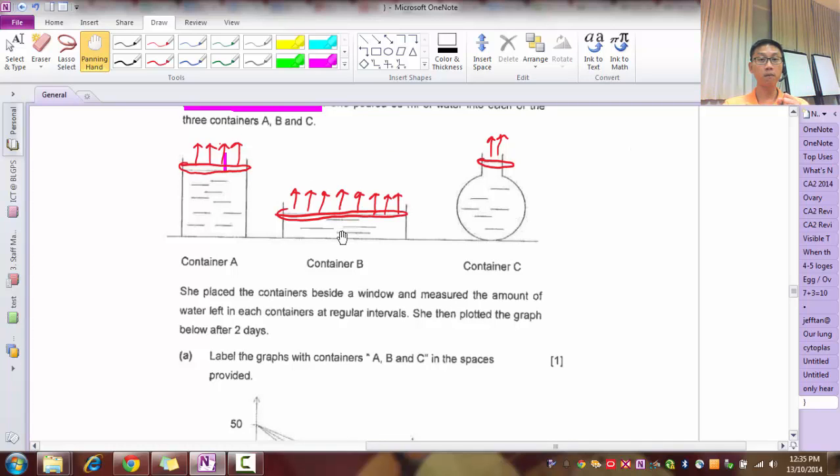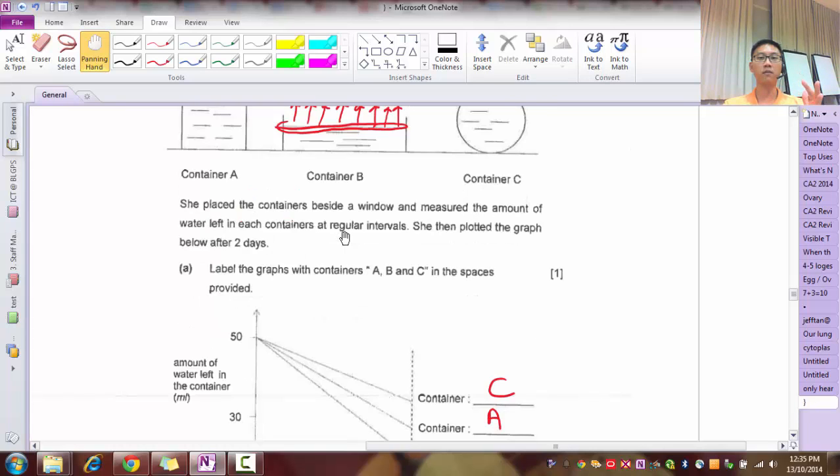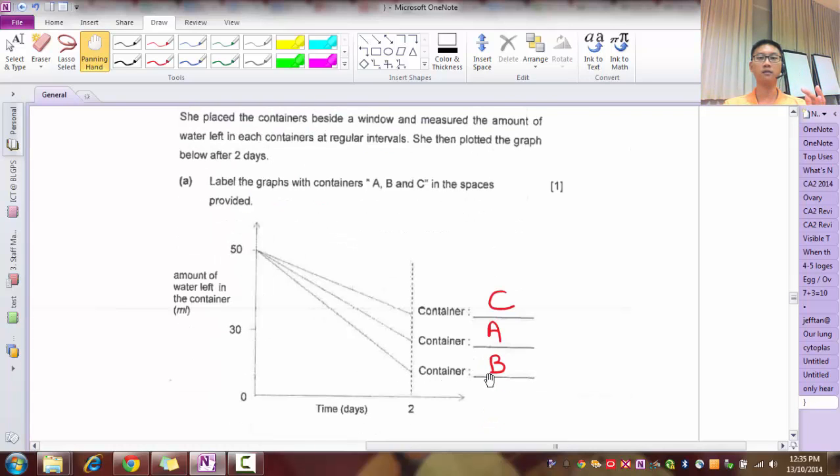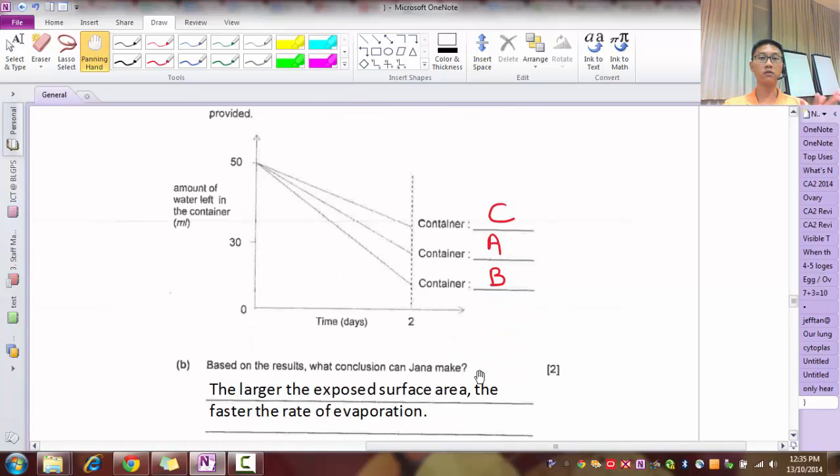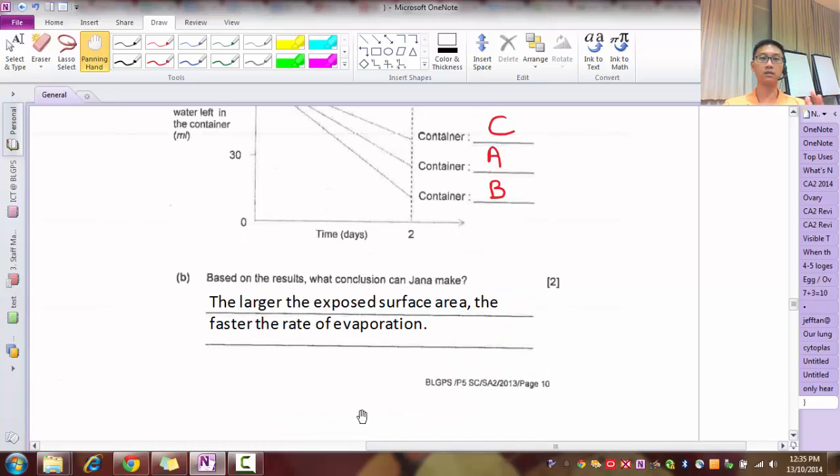Versus B, largest exposed surface area, fastest rate of evaporation, least amount of water at the end. Get it? So based on the results, what conclusion? So basically this, larger the exposed surface area, faster the rate of evaporation. This is something you must know.